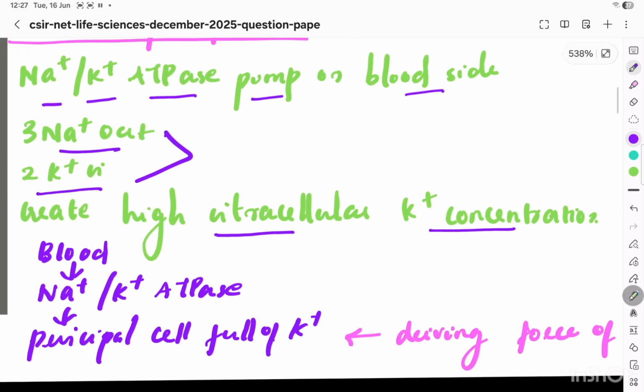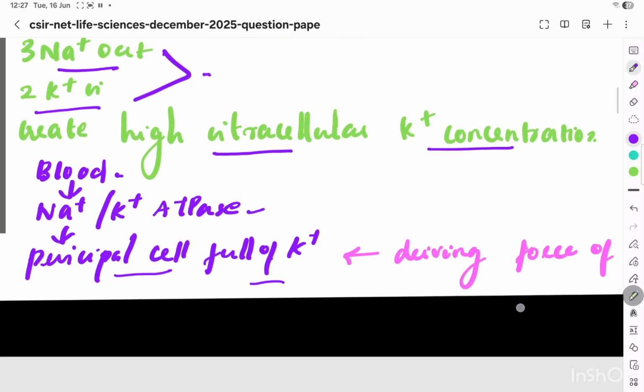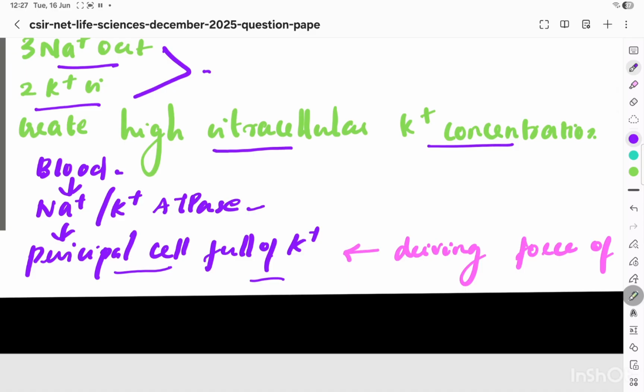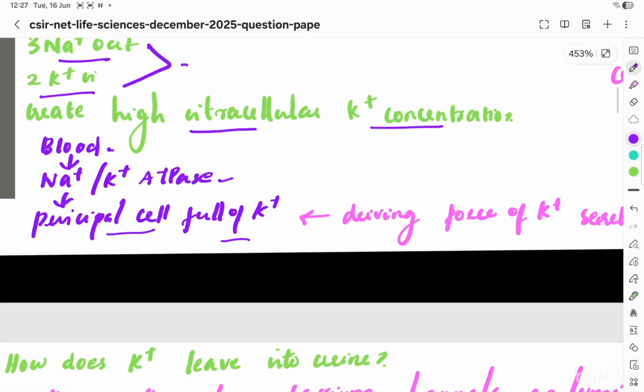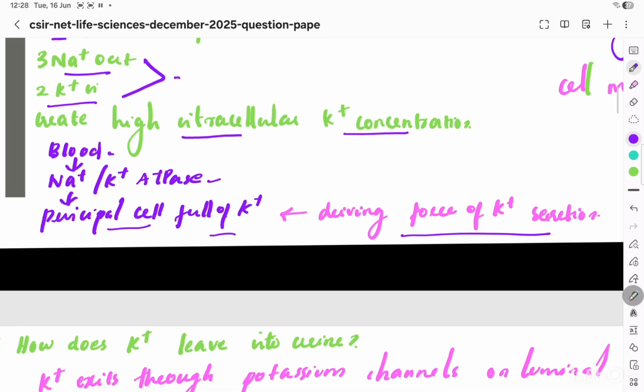That creates a high intracellular K+ concentration, meaning inside the cell there is high K+ concentration because of this step. So this Na+/K+ ATPase helps the principal cell take K+ from the blood into the cell. Now the principal cell is full of K+, and this abundance inside the cell is the driving force of K+, that is potassium ion, secretion.